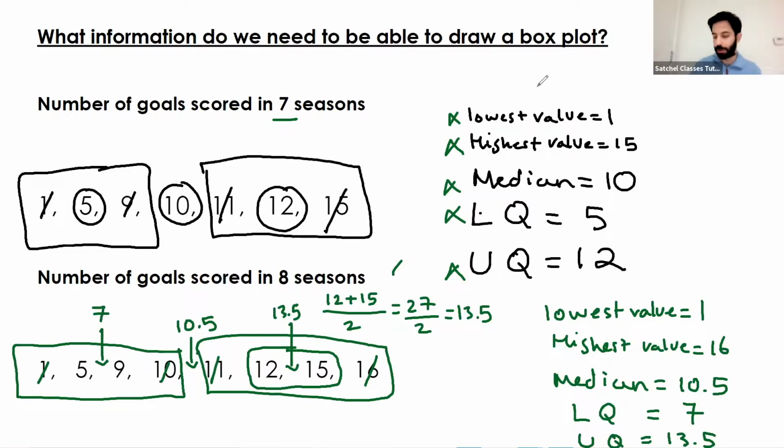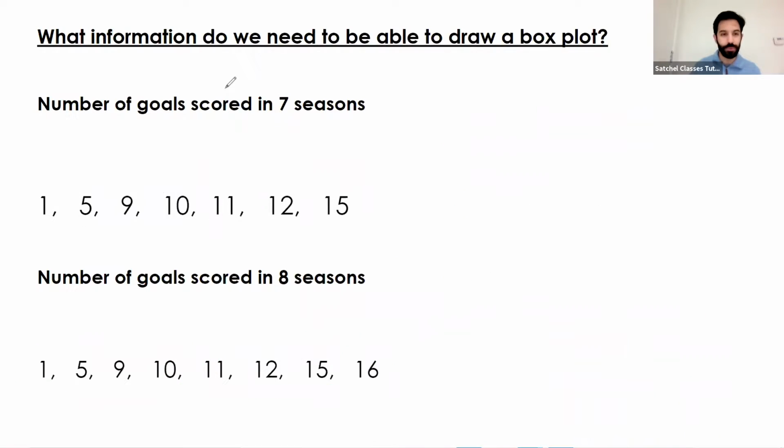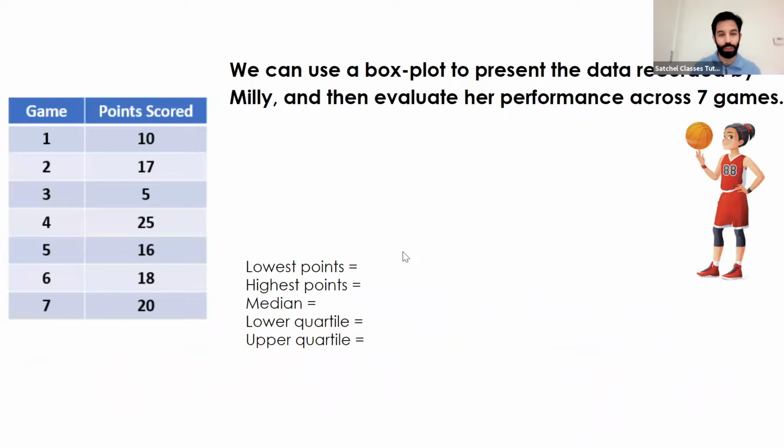All right, and I'm going to clear the drawings, and we can do an example now. So here it says Millie is a basketball player, and she recorded the number of points she scored across 7 games. So in game 1, she scored 10 points, in game 2, 17, in game 3, 5, in game 4, 25, and so on.